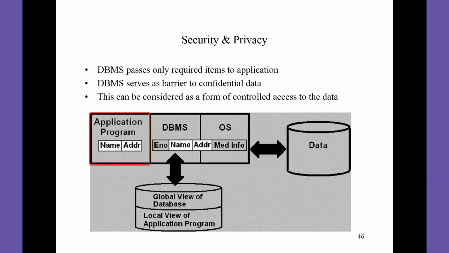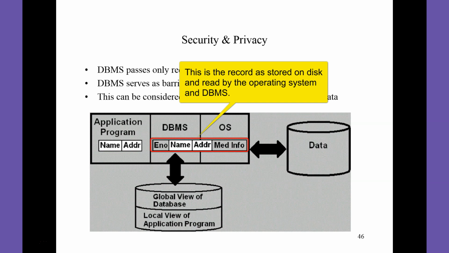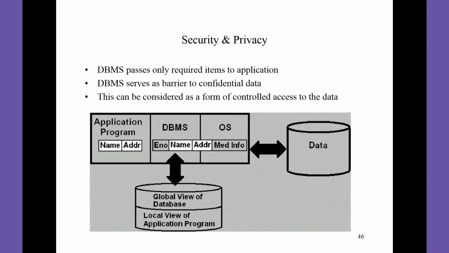So how does this work? If we look at the diagram here, the application program appears to be permitted to see the name and address. If we look at the entire record for a person, it consists of more than name and address. There's an employee number, there's medical information, and perhaps other additional information. So the application has its local view. It says, give me the name and address. It's authorized to do that, but physically stored within the record is additional information, which is filtered out and prevented from being sent to the application.